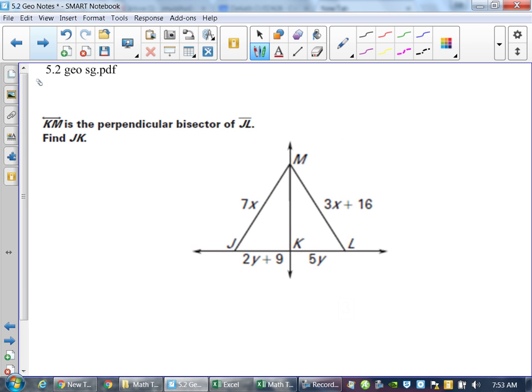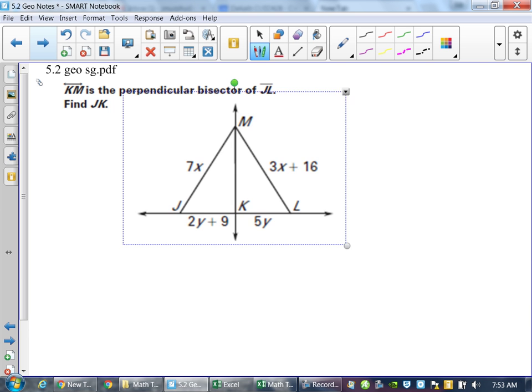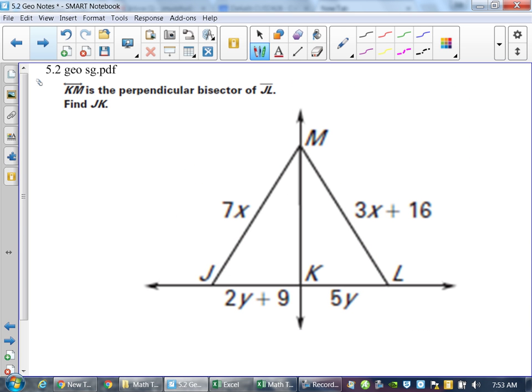Let me show you an example. It is quite literally, they will tell you that you have something that has a perpendicular bisector to it. It'll say that KM is the perpendicular bisector of JL. Well, if that's the case, all you have to do is mark the diagram to show what parts are equal to each other. Solve for x, solve for y, that's it.